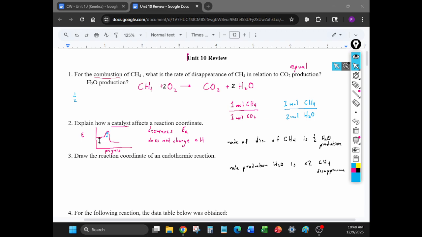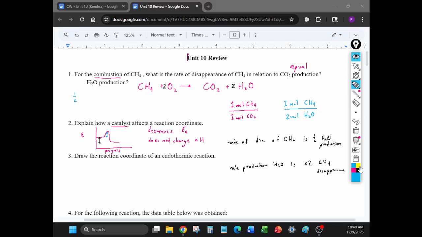All right, any questions on that right there? Again, that will also be on your exam, so keep that in mind. AP Test loves to throw this in there as well. All right, so let me give you guys about 2 minutes, and I want you to draw the reaction coordinate for number 3 of an endothermic reaction. Take about 2 minutes to do that, and then we'll go over that before moving on.